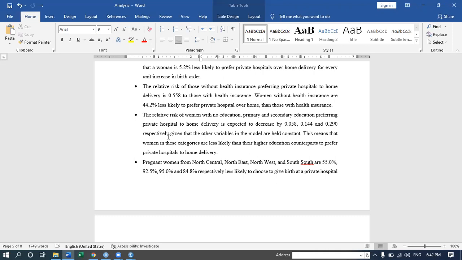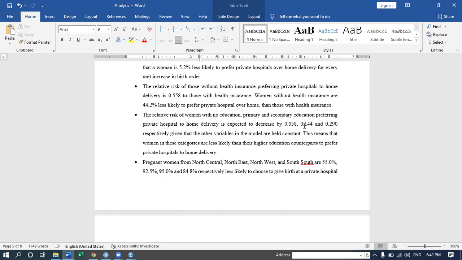I didn't state the percentages, but you can also state them. The first percentage will be 94.2%, then 85.6%, and this other one will be 71%. You will discover that those with no education have a higher percentage of choosing home over a private hospital, followed by those with primary education. So education has a role to play in women's choice of place of delivery. So you make a recommendation: ensure that women are educated and that they don't drop out of school.